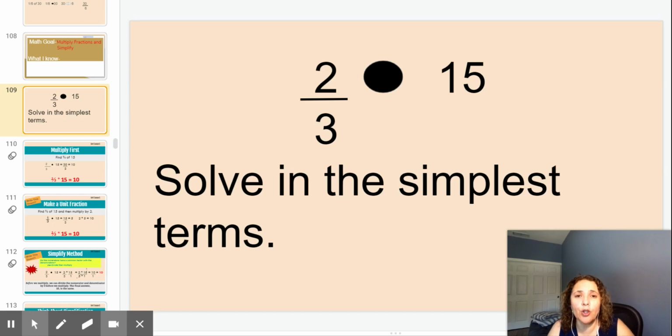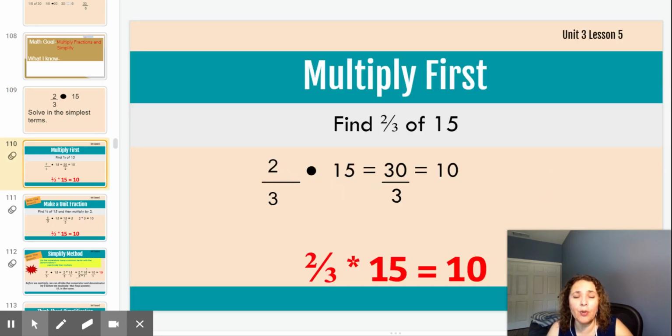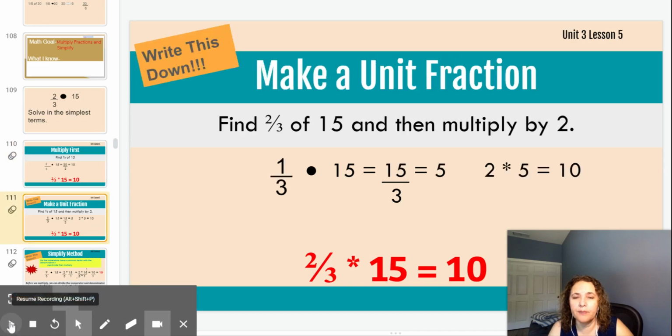We have 2/3 times 15, and we're going to solve it in the simplest terms. So the way we've been doing it so far, we've been doing 2/3 times 15 over 1, and we've been writing a 1 underneath our whole number, right? And it's 2 times 15 is 30, 3 times 1 is 3, and then 30 divided by 3 is 10. So that's the way we've been doing these so far. But let's take a look at a couple of different ways that we can approach this.